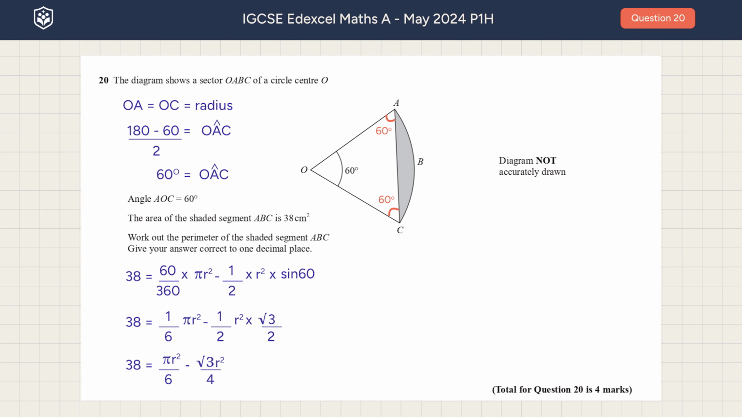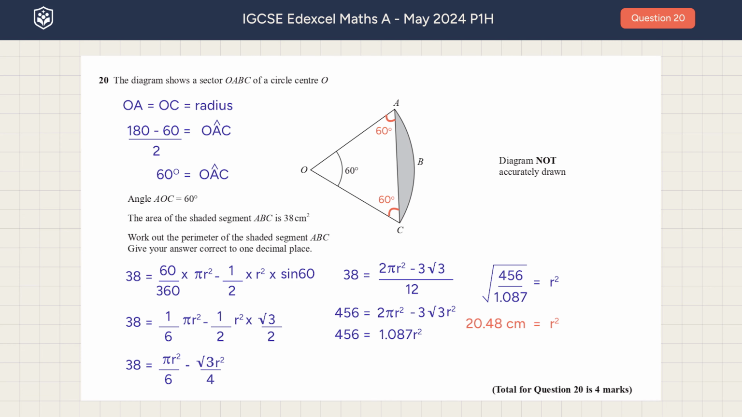So now to subtract the two, we have to find the lowest common multiple of the denominators, which is 12. So let's write 2 pi r squared minus 3 root 3 r squared. To get rid of the fraction, we can multiply 38 by 12, which is 456. So 456 equals 2 pi r squared minus 3 root 3 r squared, which equals 1.87 r squared. Now we can divide the left by 1.87 and square root to isolate r, which equals 20.48 centimeters. So now we have the length of AC and OA, since they are equal.